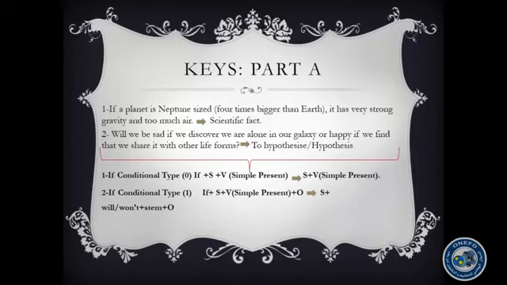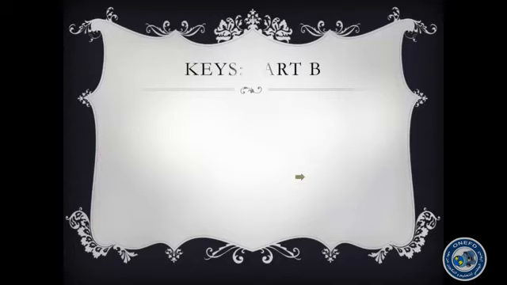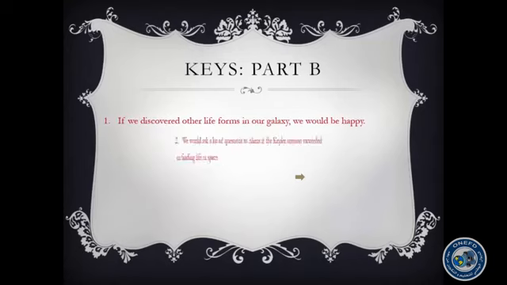So let's move on to part B. In part B, we said that you are to put the verbs between brackets into their correct tense. So we have seen if conditional type 1 and type 0. So let's see another type of conditional. So let's read the answers. If we discovered other life forms in our galaxy, we would be happy. Second sentence, we would ask a lot of questions to aliens if the Kepler mission succeeded in finding life in space.